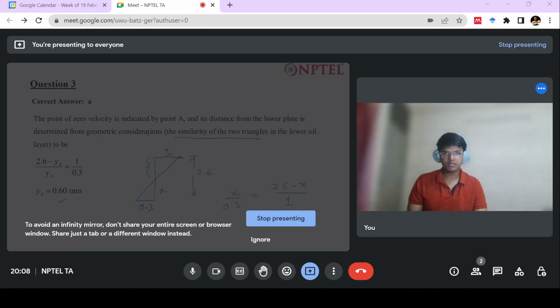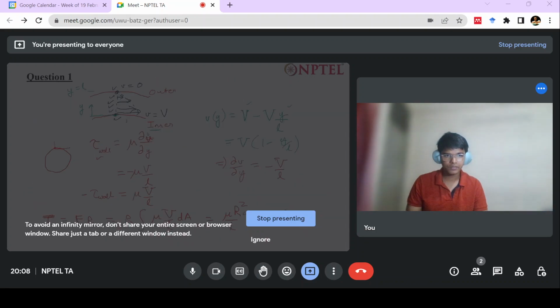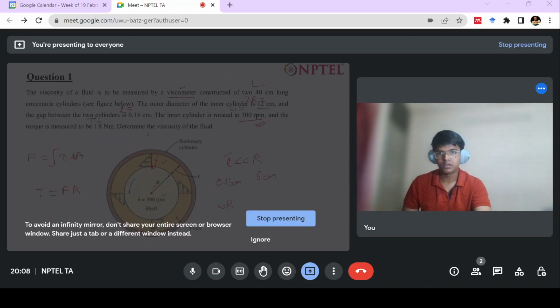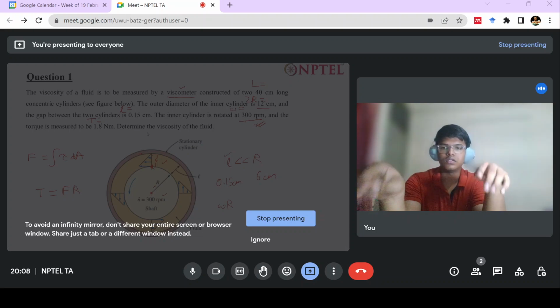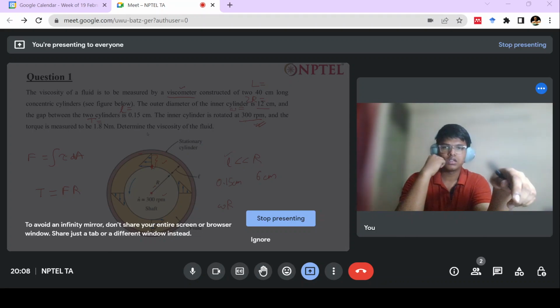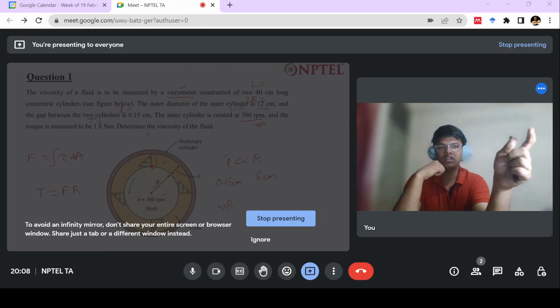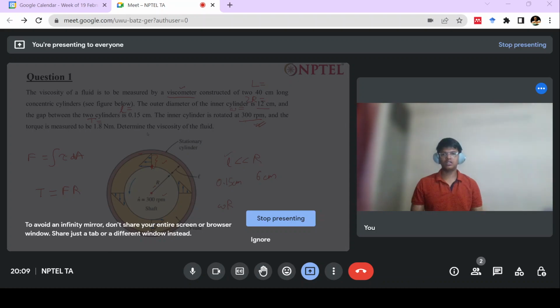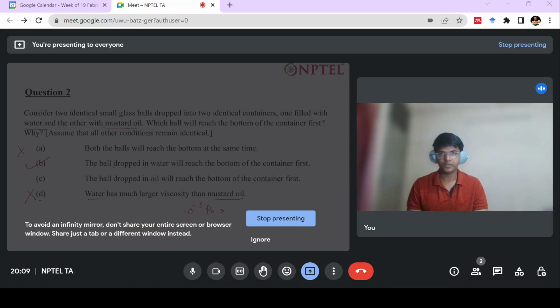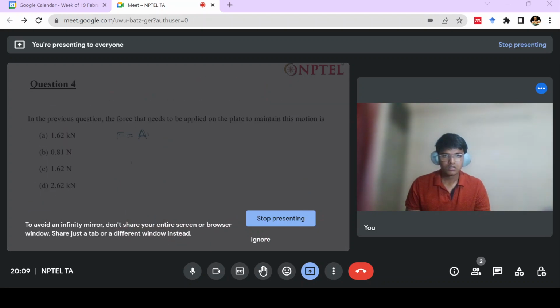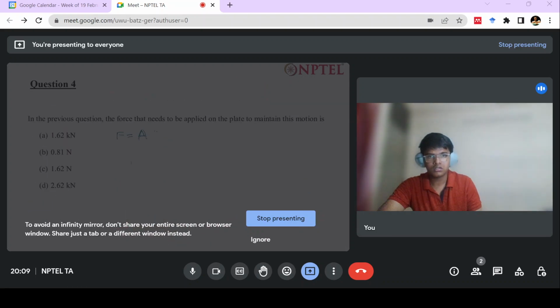Let's refer to this problem for better understanding. Here I have written: F is integration of tau dA. Now if tau is constant, it will be integration of dA, which will be simply the area. So in this question also, we will have the area times the shear stress at the wall, which will be mu del u del y. What is this? This is basically our a.